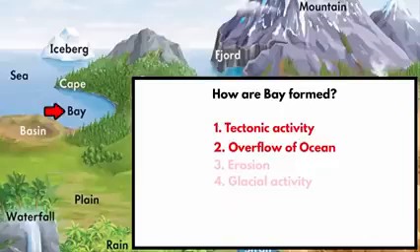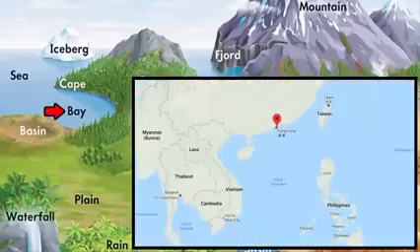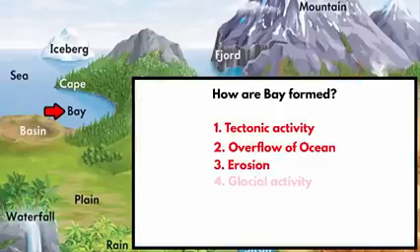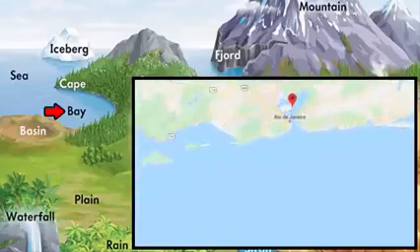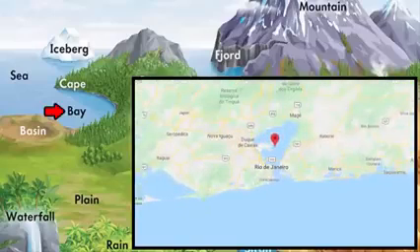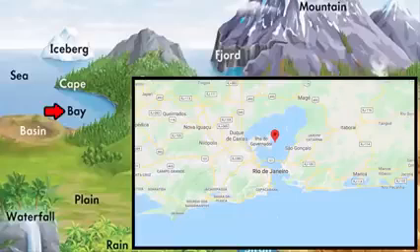Bays are also formed when the ocean overflows a coastline. The Kowloon Bay in Hong Kong was formed as the South China Sea overflowed the coastline of the Kowloon Peninsula. Bays are also formed due to erosion. Many times the ocean erodes the entire coastline, forming a bay. For example, the Guanabara Bay. It is located in southeast Brazil in the state of Rio de Janeiro. This bay was formed as the Atlantic Ocean eroded an inlet in South America.